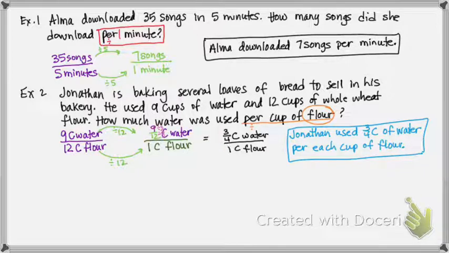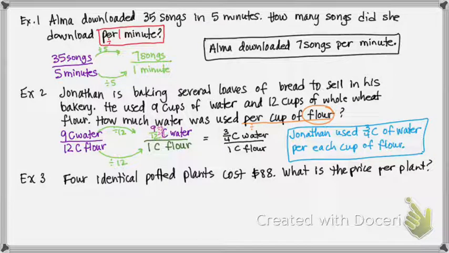All right, the last one I wanted to do was a unit price, so you can see that. So this one's pretty short. So we have example 3, 4 identical potted plants cost $88. What is the price per plant? So identical wants to give you the impression that the cost for each of the plants is exactly the same thing. Okay, so that's what that's there for. And notice what it says over here.